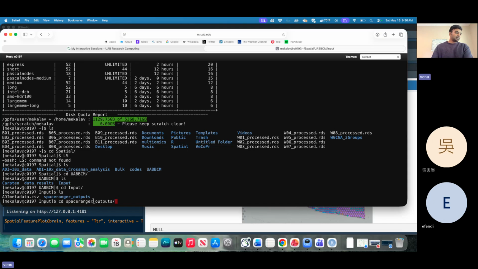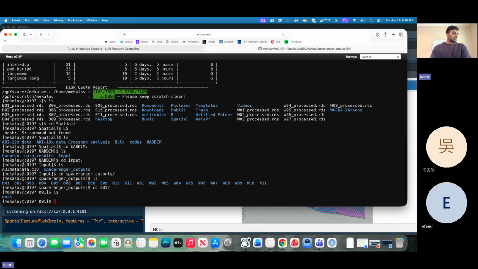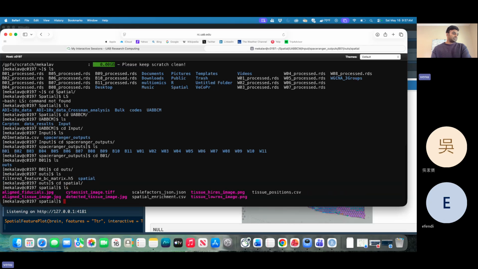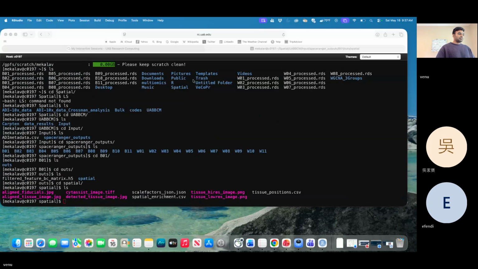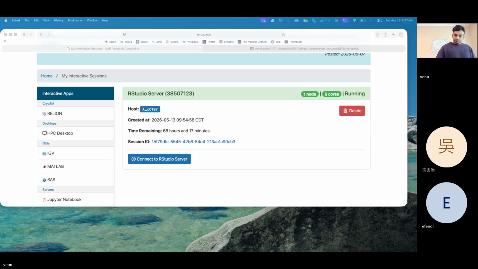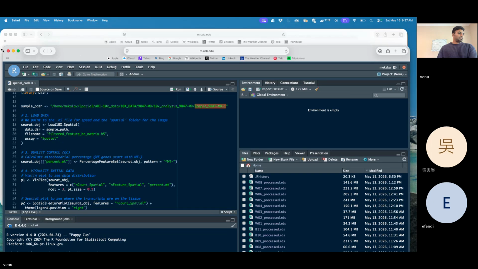So this is Space Ranger, a pipeline that gets our information from counts. 10x Genomics has that pipeline from raw files, like FASTQ files, to these kinds of files. P01 is one of the samples. This has all the information, the filtered feature BC matrix. Let's see what kind of information we have. Okay, the spatial folder. Let me keep this side by side.